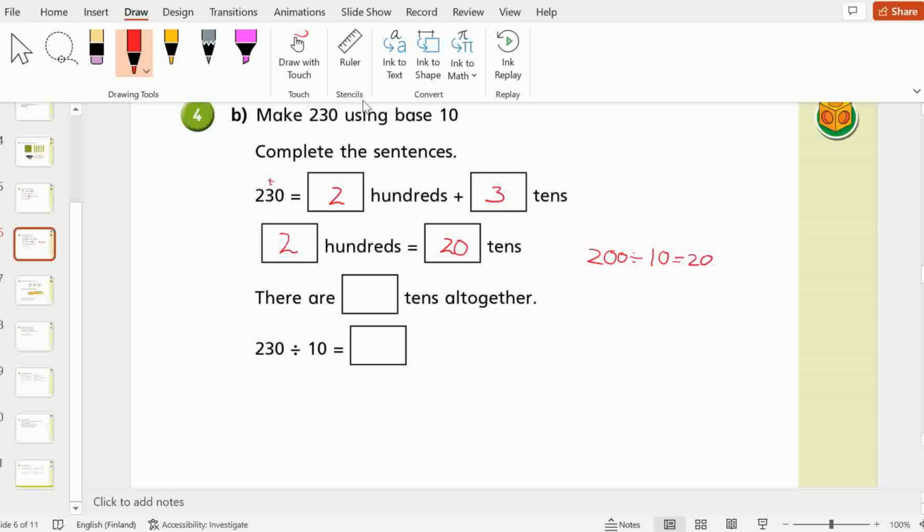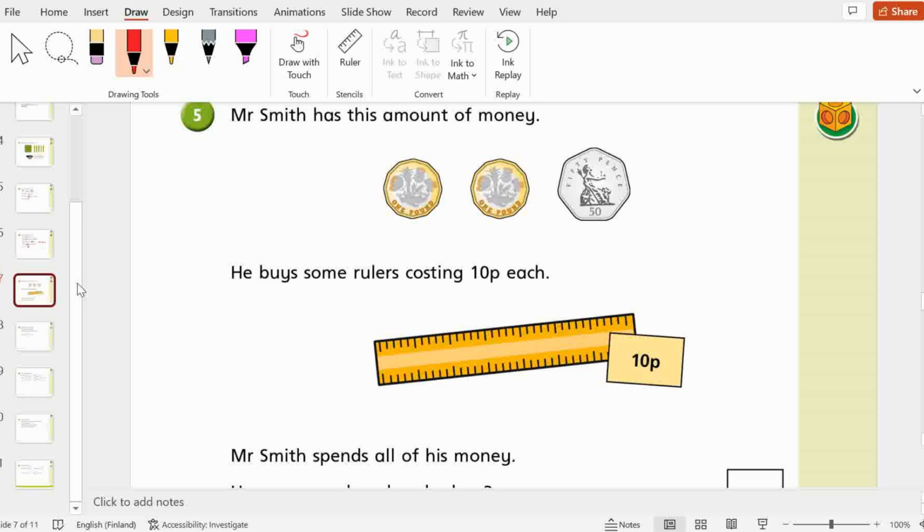There are how many tens altogether? So that's right. We have to add these two. 23. And then the answer, once again, is 23. Good. We're looking at this English money again. How many pennies are there in £1? This is another pound, so it's another 100. And here, what does it say? 50, so that's 50 pennies. So altogether, we have 100 plus 100 plus 50. What does that make? 250.